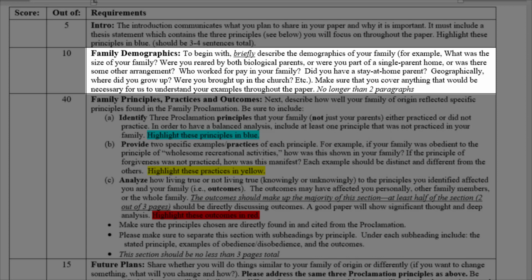Second, you'll briefly describe your family demographics of your family of birth. This is not a full-blown autobiography of your childhood, but it should include details about your family. For example, my father worked while my mother was a stay-at-home mom, or my father raised us because my mother passed away when I was 3, or I was raised by my grandparents, and so forth.